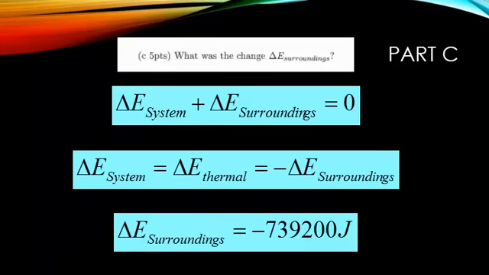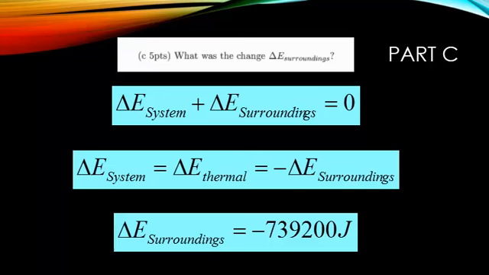For Part C, we are asked to find the change in energy of the surroundings. We assume that the total change in both our system and the surroundings is equal to 0. Since the change in energy of our system is the change in thermal energy, we know that the change in the surroundings is equal to the opposite of our change in thermal energy, thus making the change in energy of the surroundings equal to negative 739,200 joules.